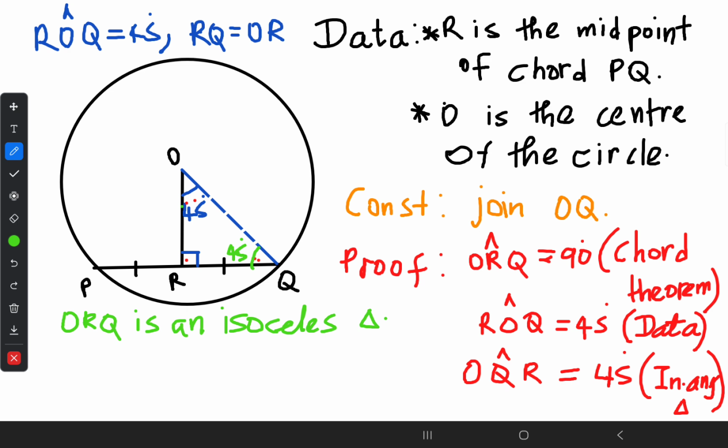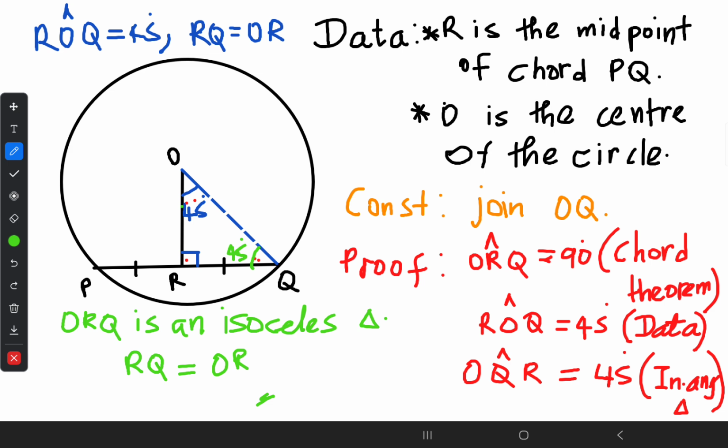Isosceles triangle means what would be the remaining equal sides? RQ, I will write RQ, that should equal OR. That's all. Okay, that's all. Nothing else to write. It is the compact answer. First you should write the data, then any necessary construction, just do that.